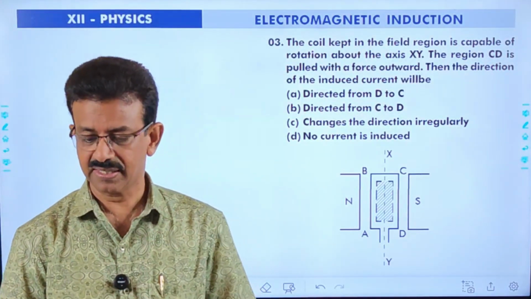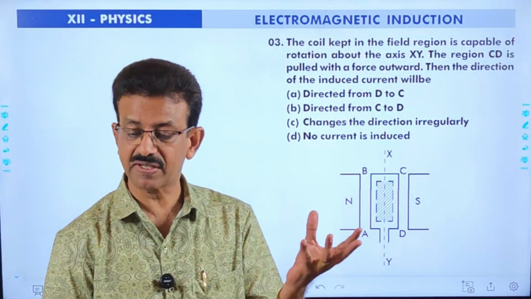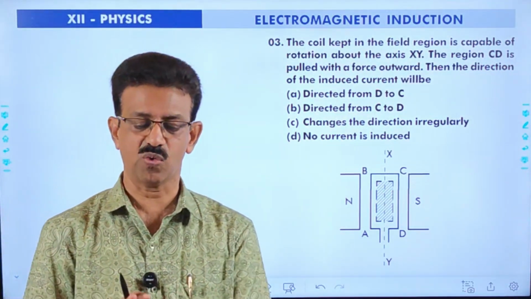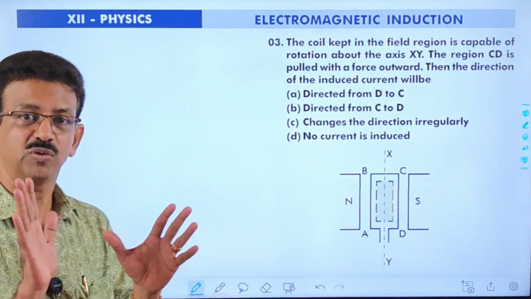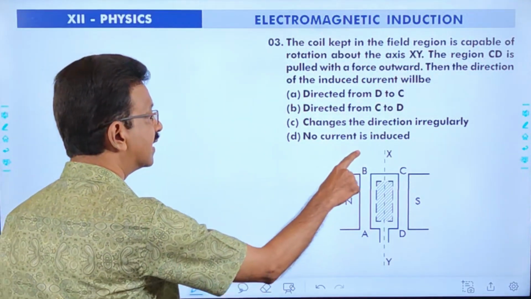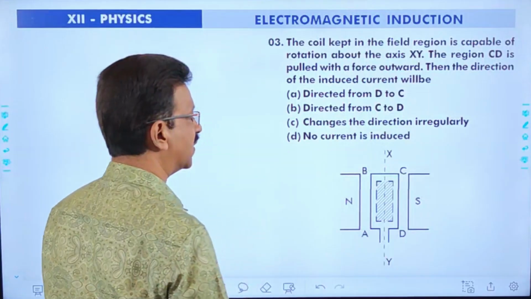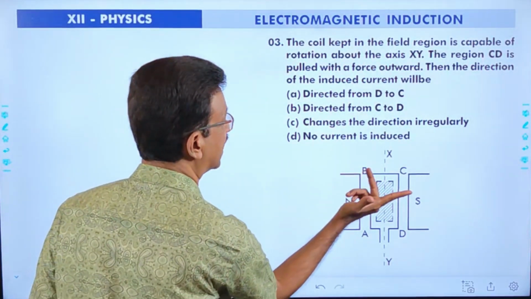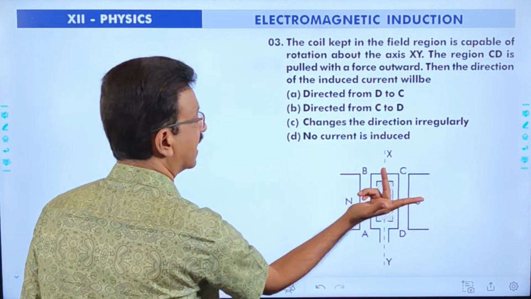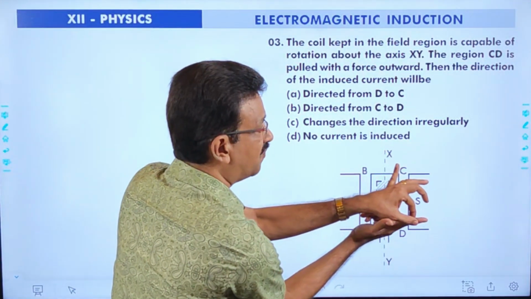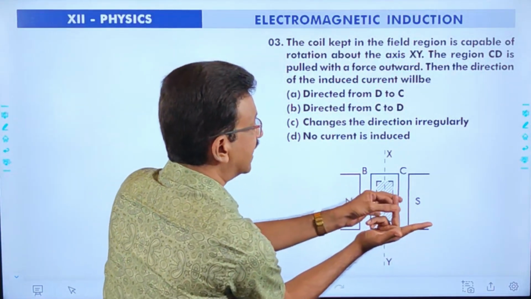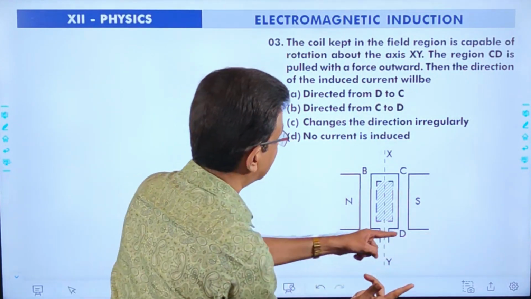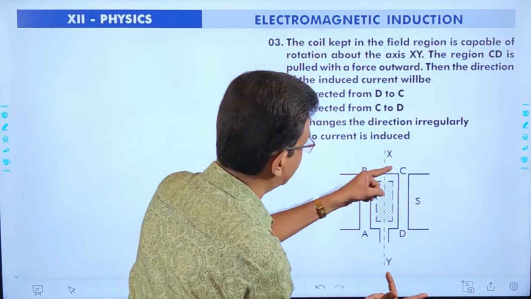Here, in the given question, the portion CD is pulled with a force outward. Now, we have to apply Fleming's right-hand rule or dynamo rule. I am using my right-hand fingers. Field is directed from north to south. CD is pulled outward, then the force is outward, then the thumb comes outward. Then field is directed from north to south, forefinger towards the south. Then the middle finger will give the direction of the induced current. Therefore, here the current is directed from D to C.